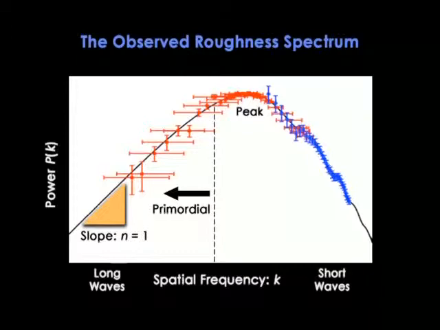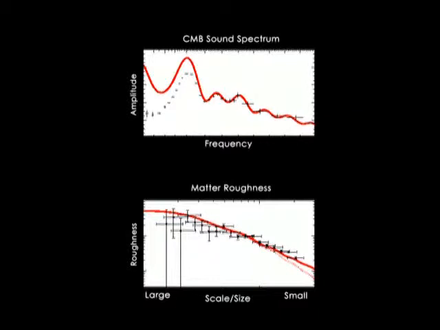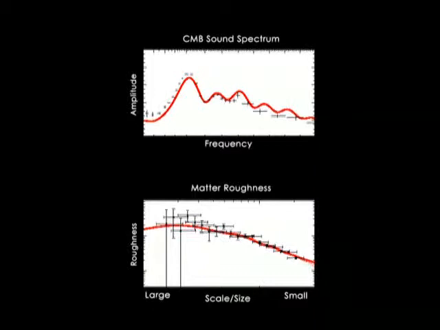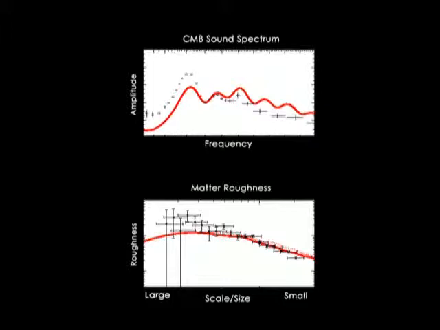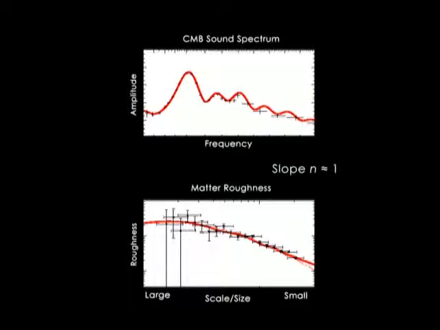Here's one of those nice movies made by Max Tegmark that compares a set of models to the microwave background sound spectrum at the top and the galaxy roughness spectrum at the bottom. Now, in this case, the models vary just the slope of the primordial roughness spectrum. And sure enough, the best fit to both data sets gives a value for the slope very close to 1.